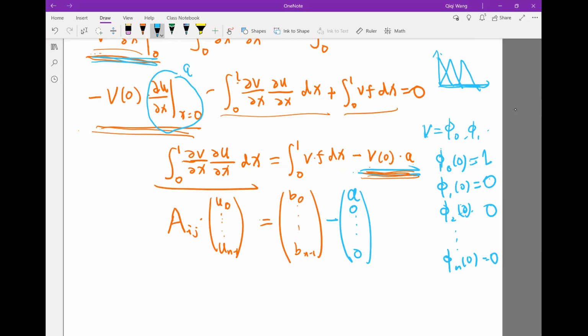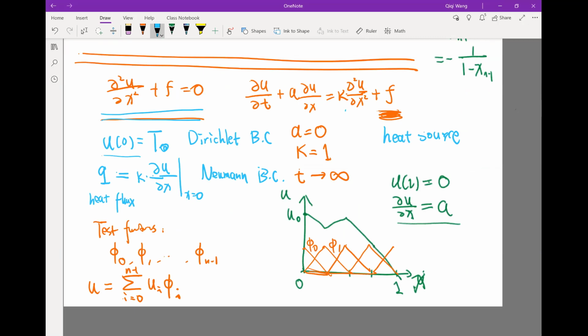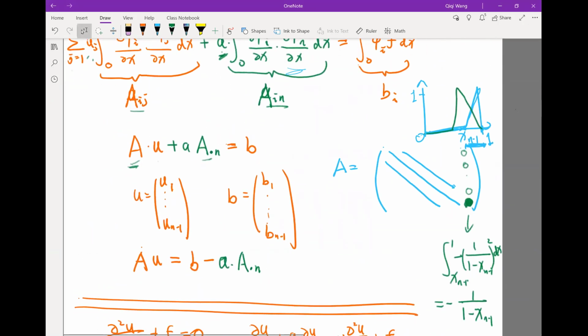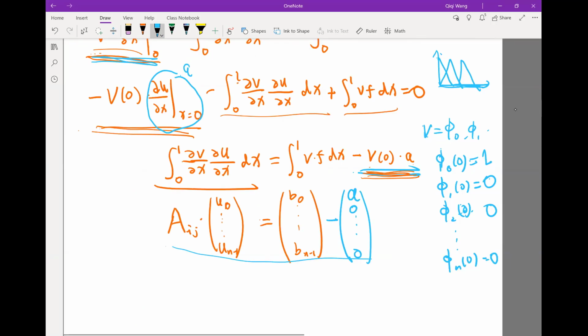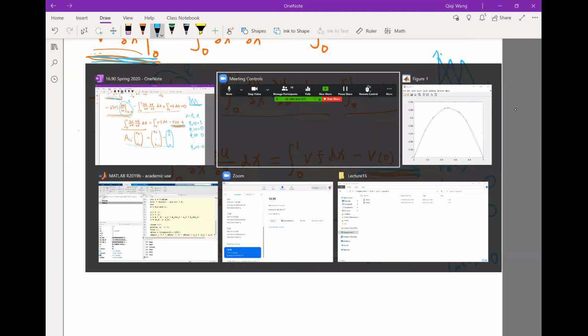The difference between this case and our previous case is that the number of equations is different. If you go back to our previous Dirichlet boundary condition case, my unknowns go from 1 to n minus 1, and my right-hand side is 1 to n minus 1. But in this case, my unknown is actually expanded from 0 to n minus 1. So let's see how that plays out in our code.